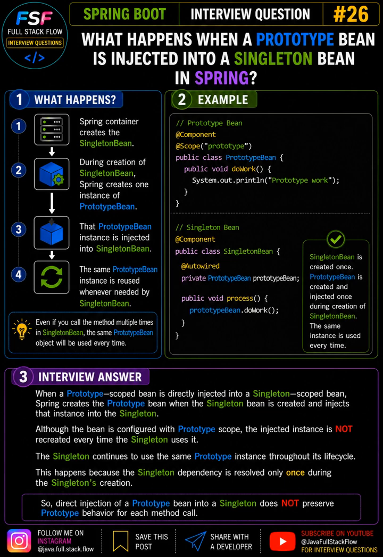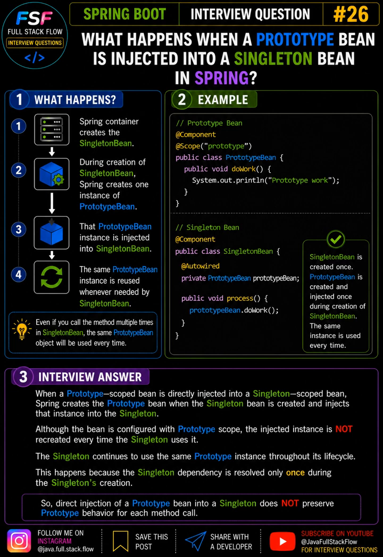First, let's understand what actually happens when the application starts. Step 1 is the Spring container creates the singleton bean. Step 2 is during the creation of the singleton bean, Spring also creates one instance of the prototype bean. Step 3 is that prototype bean instance is injected into the singleton bean. And the fourth step is the same prototype bean instance is reused whenever it is needed by that singleton bean. So even if we call the method multiple times inside the singleton bean, the same prototype bean object will be used every time.